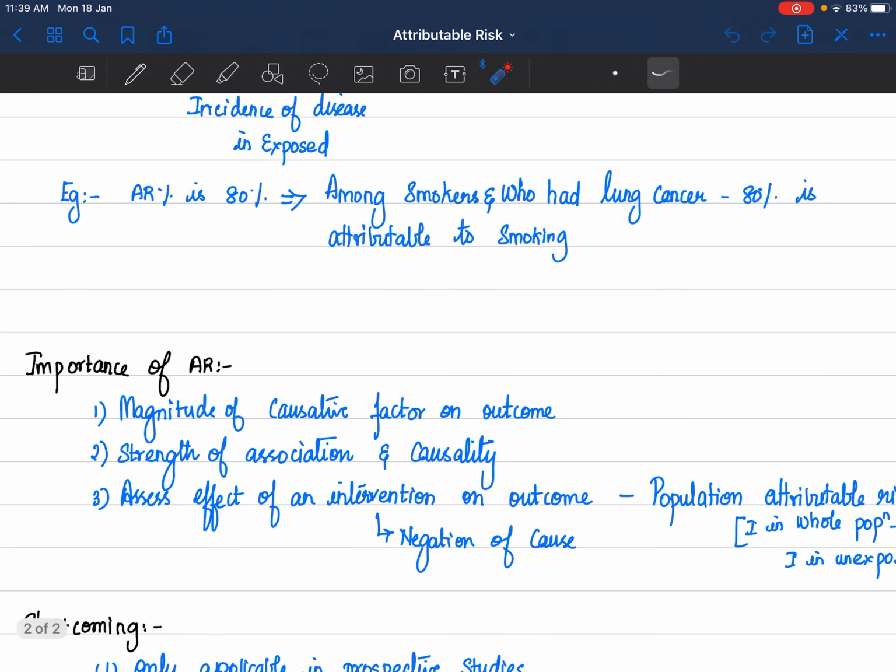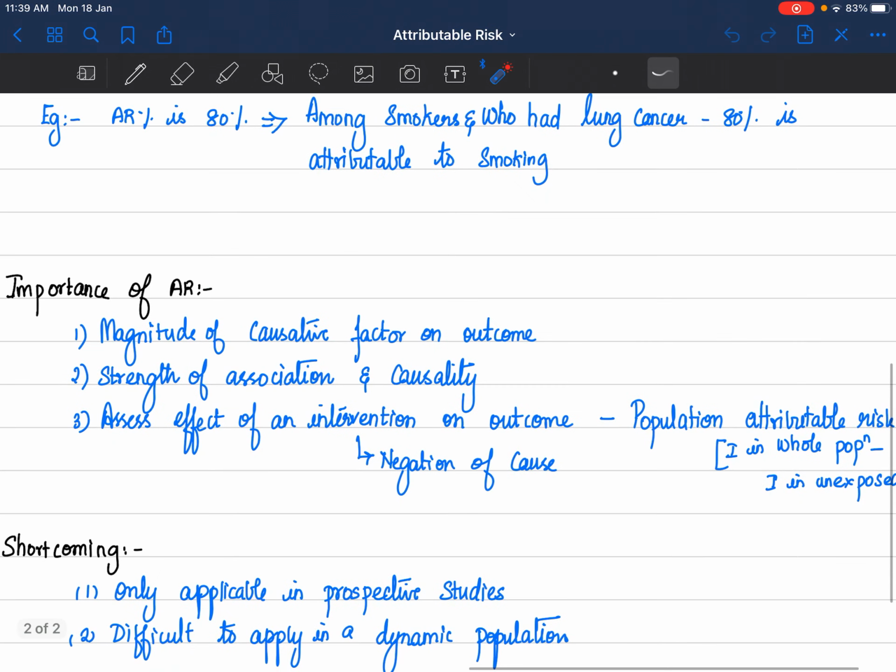So if you put it all together, you can write the importance. What is the significance? You can calculate the magnitude of the causative factor on outcome. So you say 80% of this risk factor has resulted in the outcome, or lung cancer. In other words, the lung cancer has developed due to exposure to smoking, and 80% of contribution is through smoking for development of lung cancer. Strength of association and causality, and assess effect of an intervention on outcome.